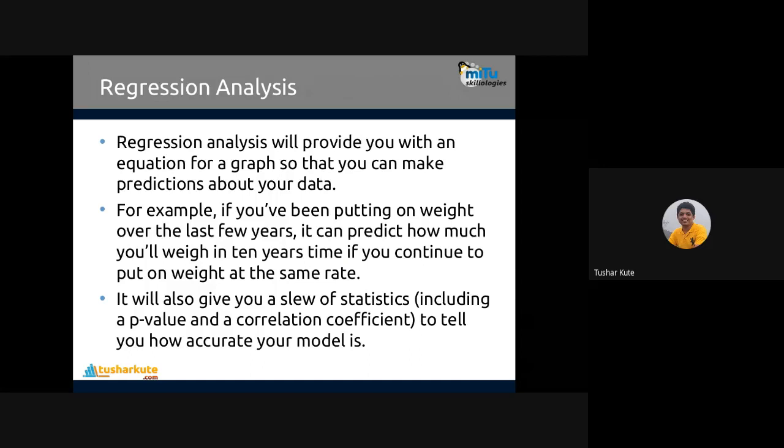So it will provide you with an equation for a graph so that you can make predictions on your data. For example, if you have been putting on weight over the last few years, it can predict how much you will weigh in 10 years' time if you continue to put on weight at the same rate. This is what we have seen: regression, bivariate regression, linear regression. The same concept is applicable here. It will also give you a slew of statistics, including p-value and correlation coefficient, to tell how accurate your model is. Correct? These are the methods by which regression analysis is possible. Probability values or correlation coefficients are focused on analyzing the data from the regression algorithms.